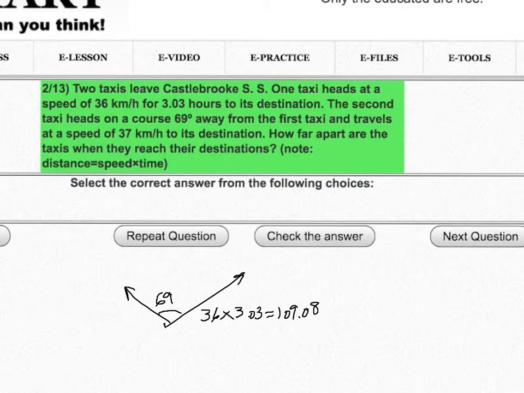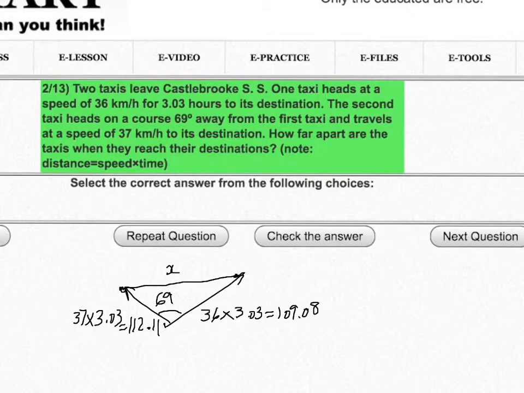And the other one is going to be 37 times 3.03, which is going to be how much? So I know the other side, this one is 112.11 kilometers. Now the question is, what is this distance between them? This is the unknown, call it x. Now I have two sides and the angle between, the contained angle. So automatically you know that you have to use the cosine law.